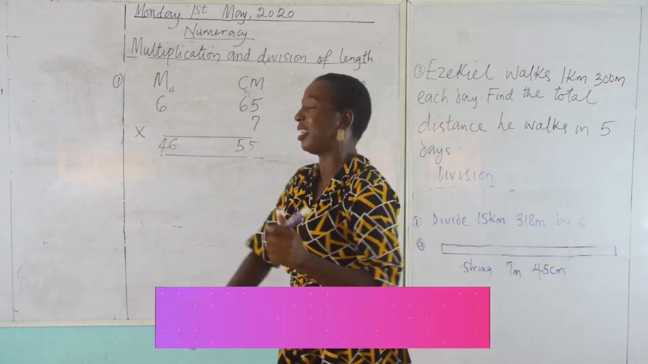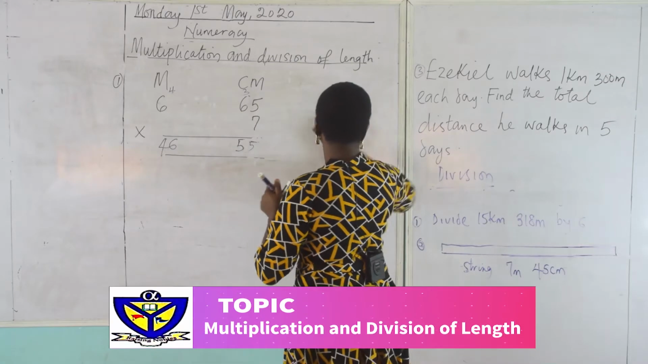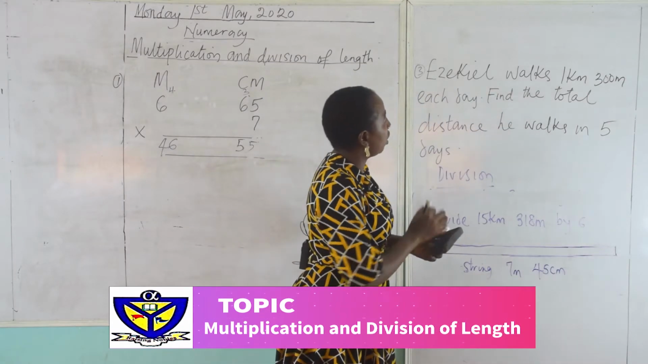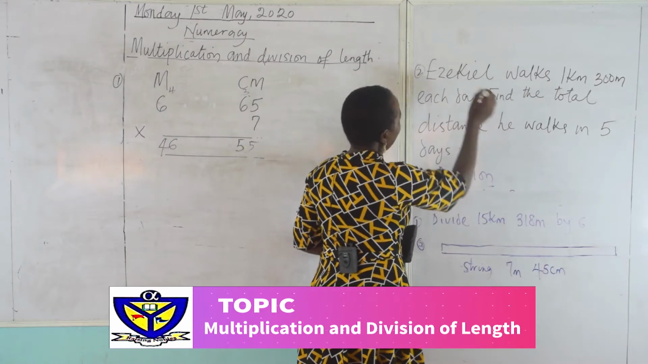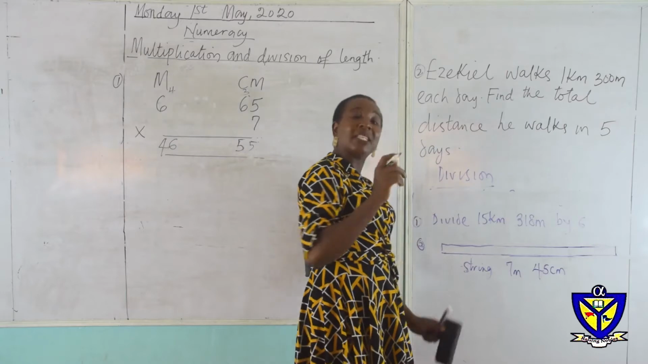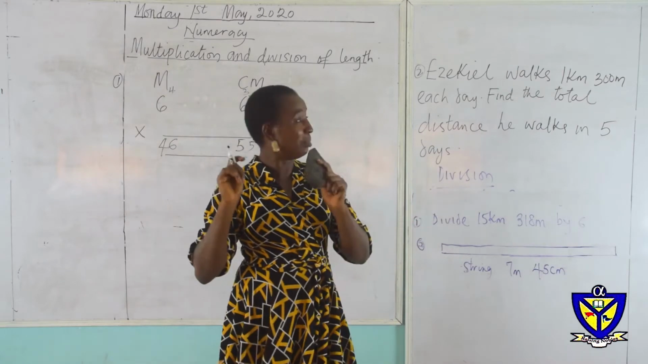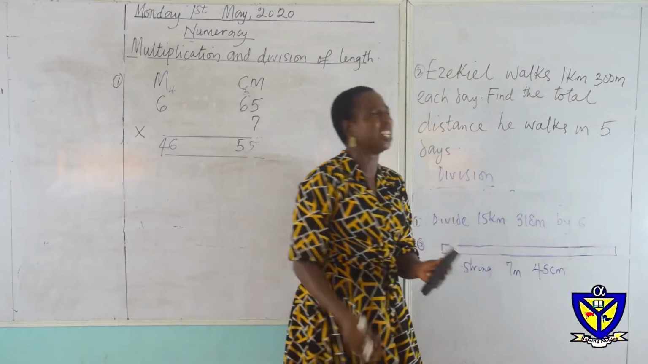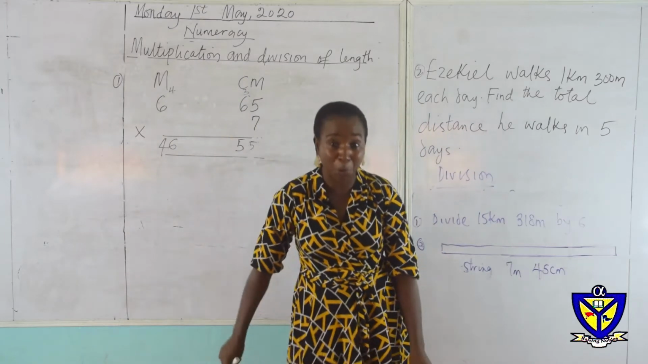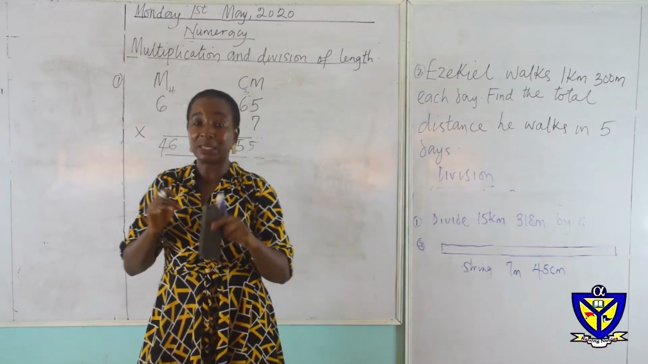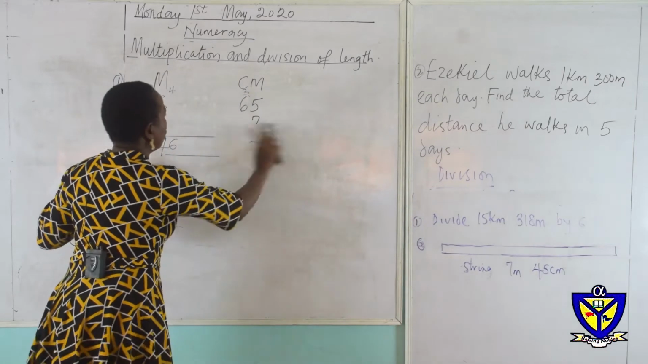Very easy. Now, we have a word problem here. It says, Ezekiel walks 1 kilometer, 300 meters each day. On a daily basis, he walks 1 kilometer, 300 meters. And the question is, find the total distance he walks in 5 days. What do you think we're going to do? Of course, we're still going to talk about multiplication. So what do we do here?